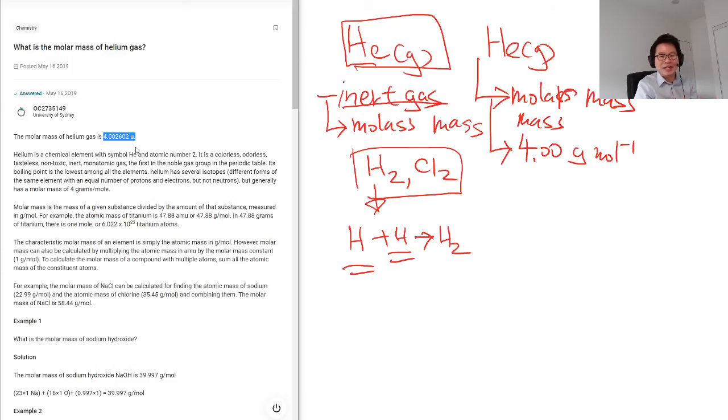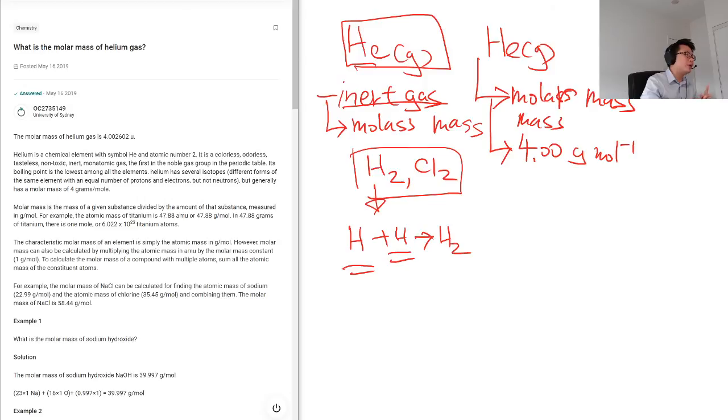Obviously, this is not right because we are looking at molar mass. We are not looking at the mass of an individual atom. So the unit is not right, but the number is right. So the correct answer should be 4.002602. It will depend on what kind of value you find, but the unit must be gram per mole.